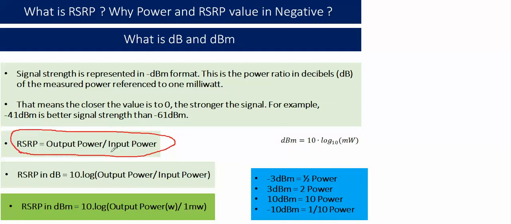So suppose the input power is the power the eNodeB uses to send a reference signal, and at the UE side, the UE receives the reference signal; that is the power the UE receives. So RSRP, we simply say, is output divided by input power.